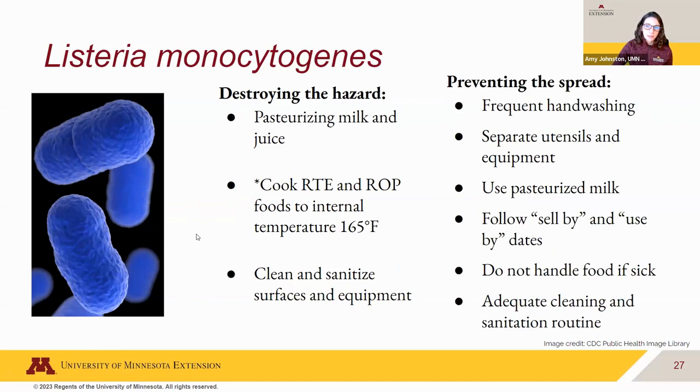And the Listeria monocytogenes bacteria can grow in cold refrigerator temperatures. So following the sell-by and use-by dates on associated foods like deli meats is extremely important, because these dates are based on the rate at which, if bacteria were to be present, how quickly it would grow to a number that could cause somebody to become ill if they ate it.